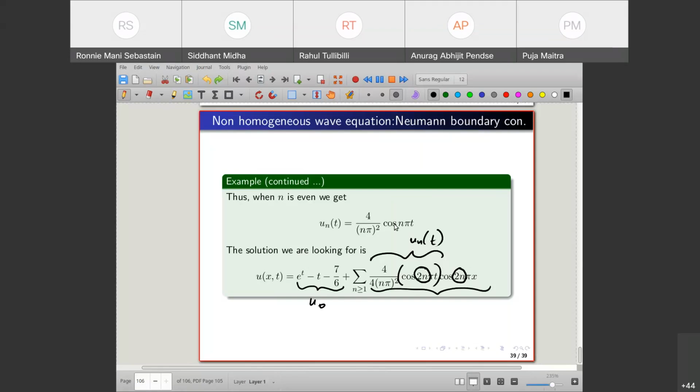So I hope this example is also clear to everyone. There is a very clever trick to solve these problems, but once we know that, everything is quite algorithmic and we just have to follow that process. So this ends our discussion on the wave equation. Let me pause for a few minutes, and finally we will say something about the Laplace equation also. There also the discussion is very similar.